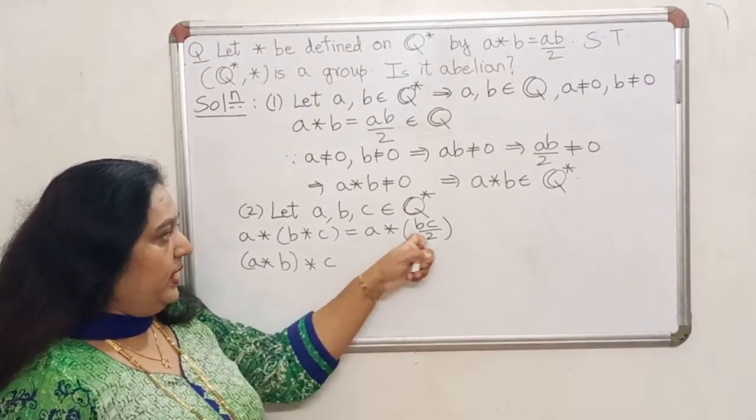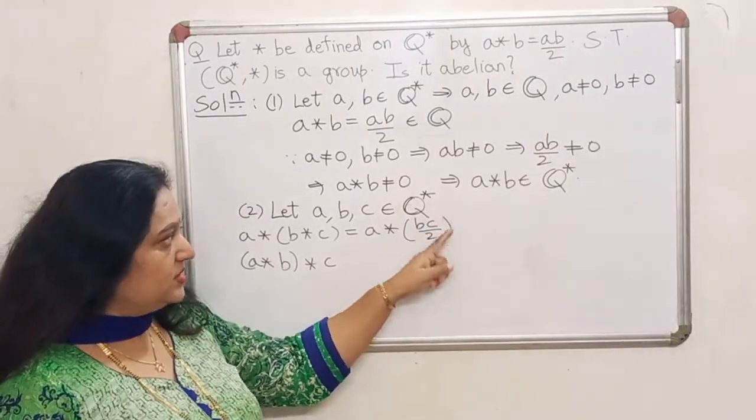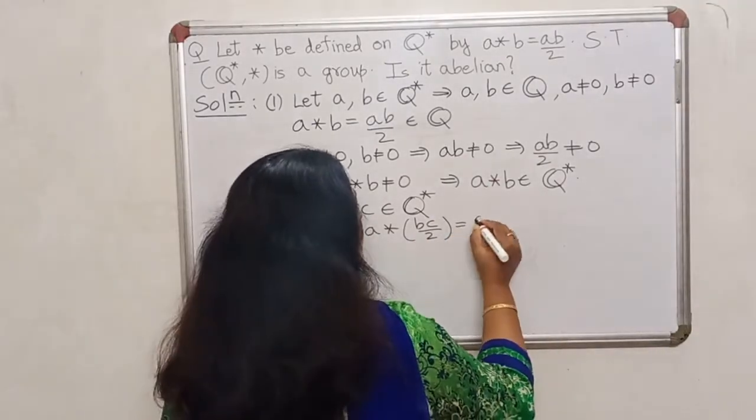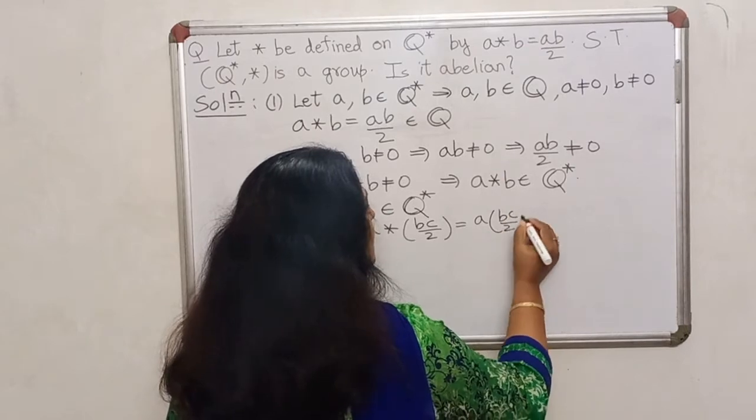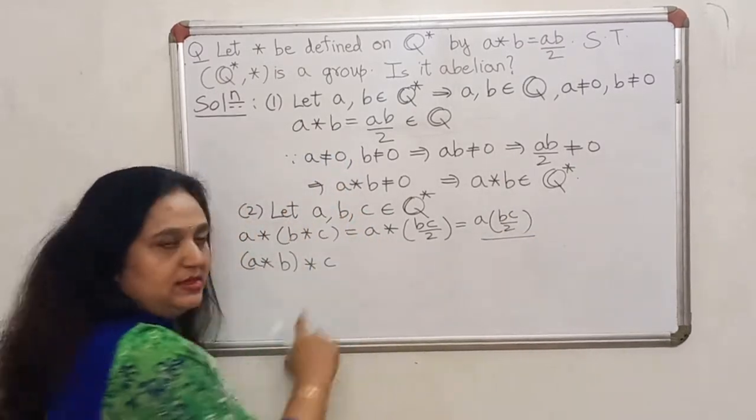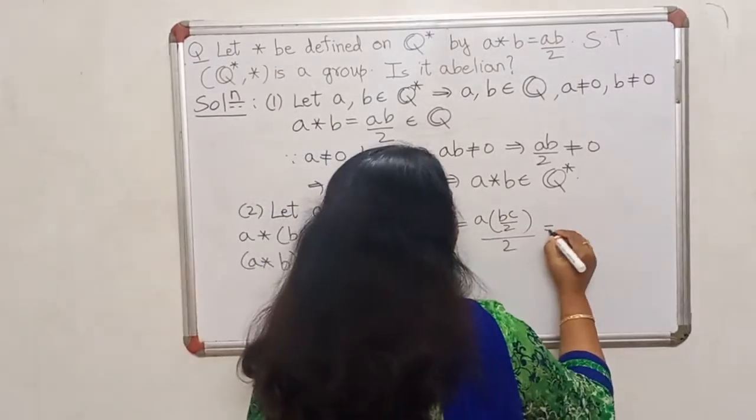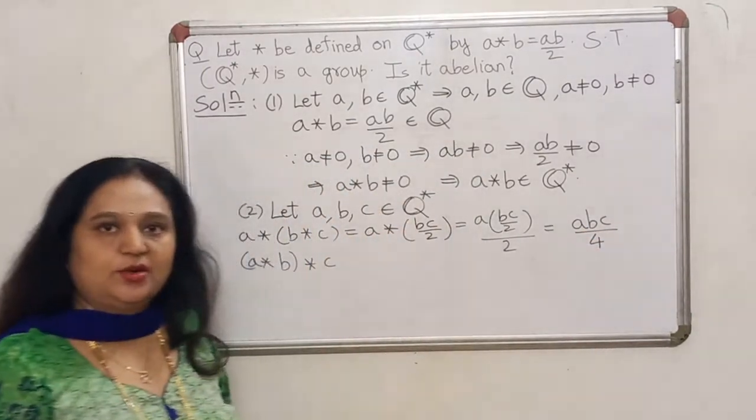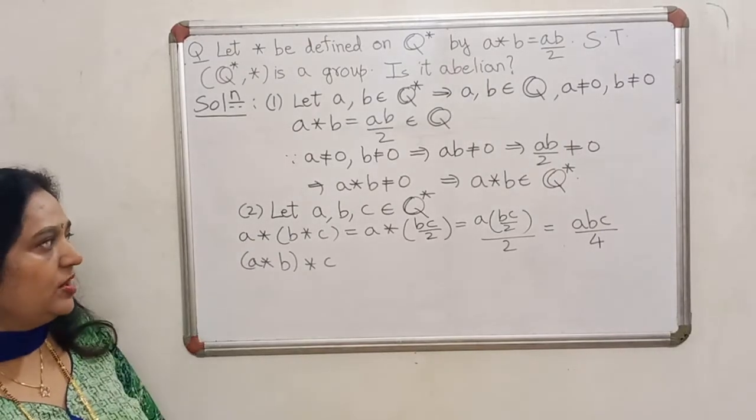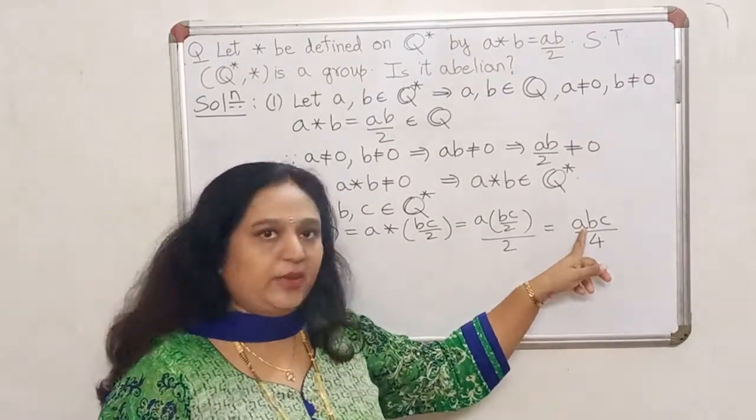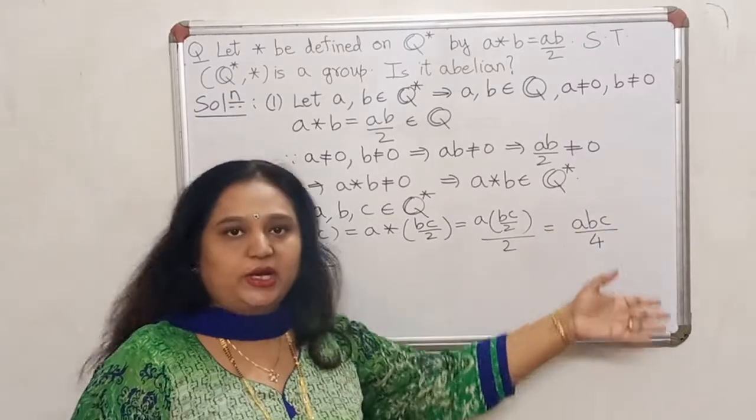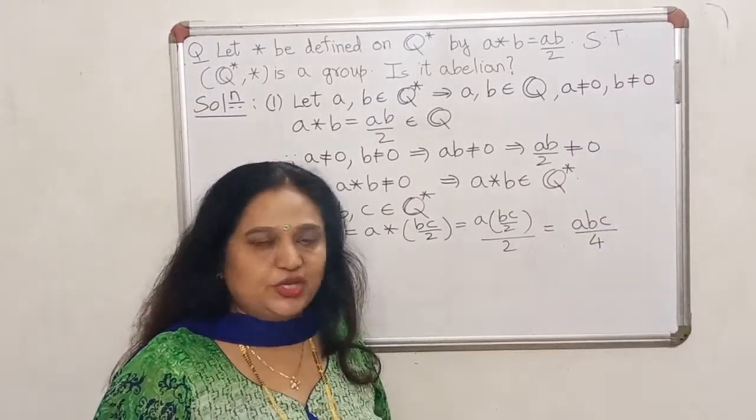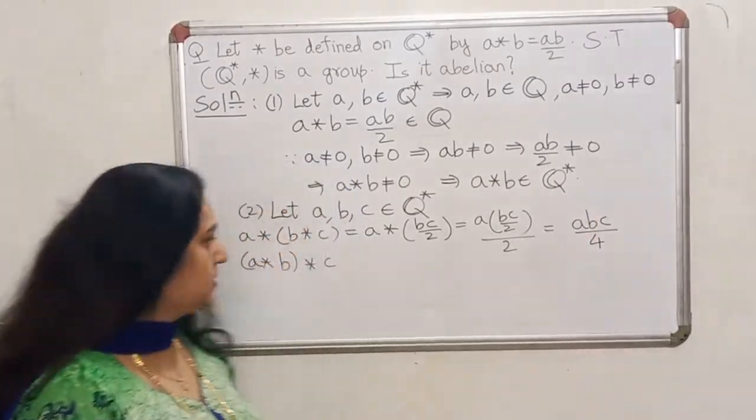Now let's calculate A star this element. So this is my second element, this is my first element. So it will be product of the 2 elements. First element multiplied by the second element divided by 2. And after a little bit of simplification, this ultimately works out to be ABC upon 4. I have not seen it necessary to continue with the brackets because this is a product of real numbers or rational numbers, and we know that that is associative. So at the end, I have taken away the brackets.